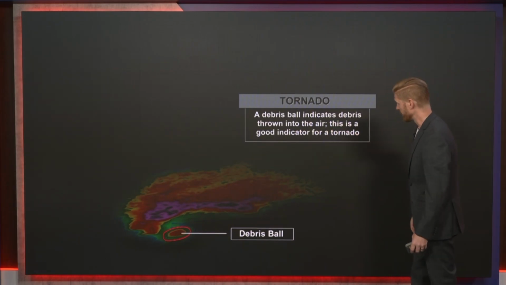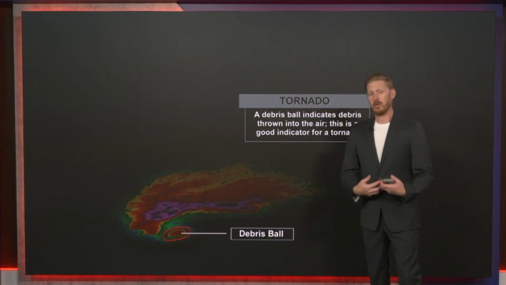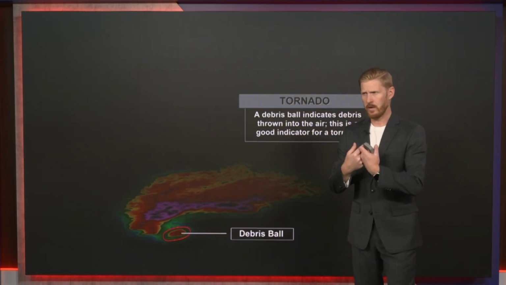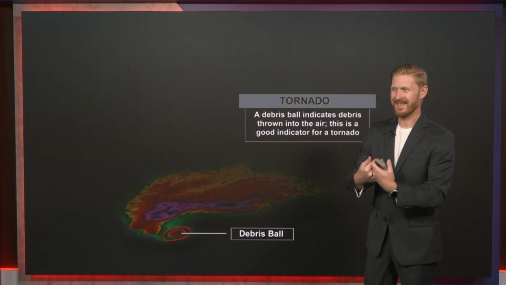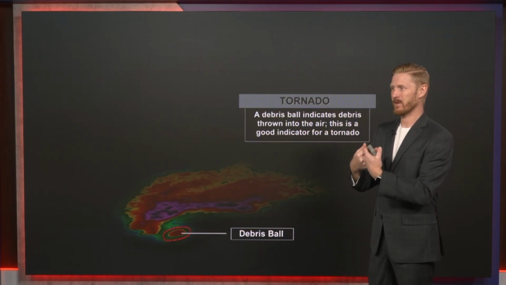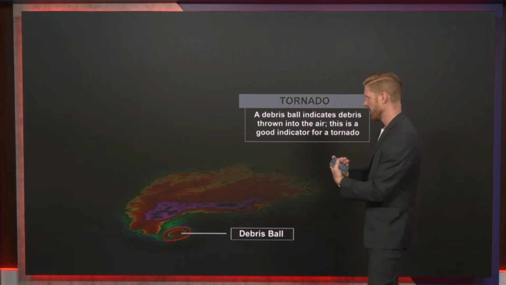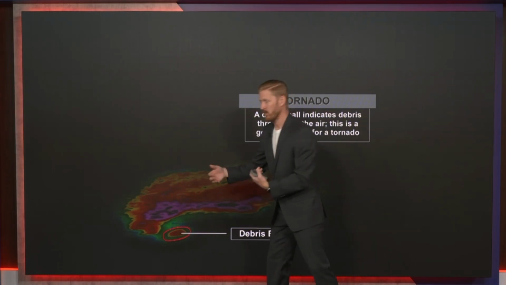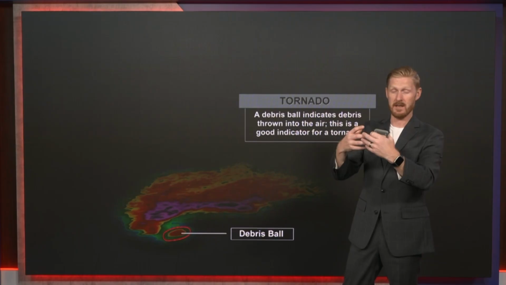A debris ball indicates debris thrown into the air. This is a good indicator of a tornado. Usually with a debris ball, we use what's called coefficient correlation. And that will give you a better idea of what's supposed to be in the atmosphere and what's not. When there's a darker blue, that's not supposed to be in the atmosphere.